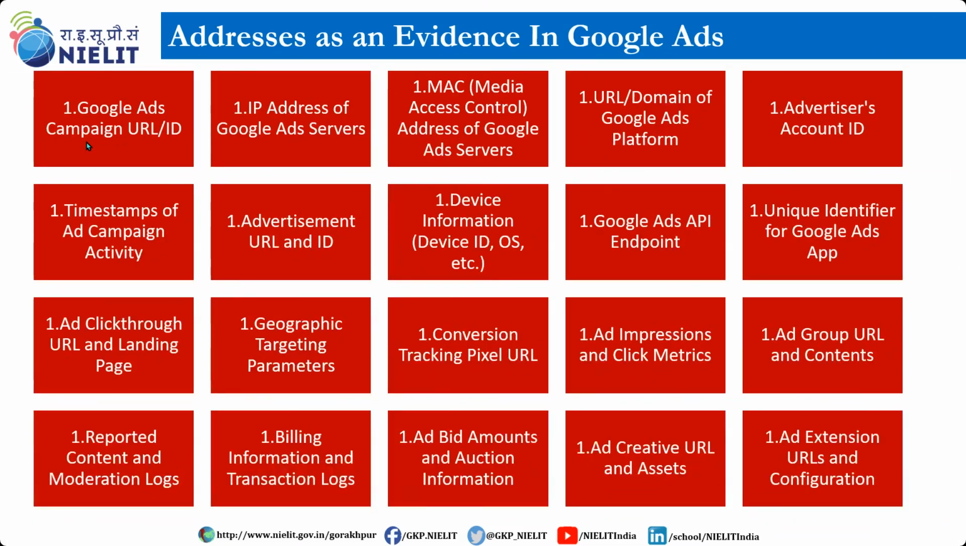So Google Ads have campaign URL and ID, IP address of the Google Ad server, MAC address, URL, advertiser account ID, timestamp of the ad campaign, advertisement URL and ID. So these are the different parameters associated with Google Ads.